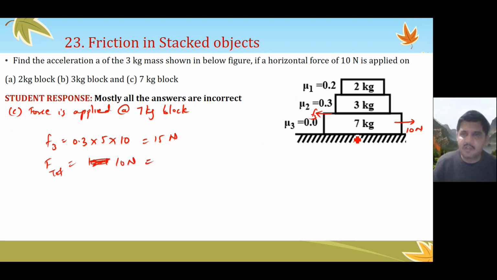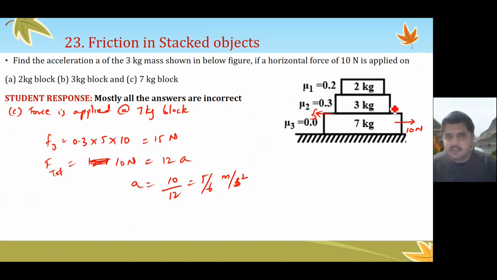This should be equal to total mass. What is total mass? 10 plus 2, 12 kg multiplied by a. So a should be equal to 10 by 12, which is once again 5 by 6 meter per second square. Which tells you that the 3 kg object will also move with the same acceleration, which is 5 by 6 meter per second square. Okay, so this is the way how you need to solve it.